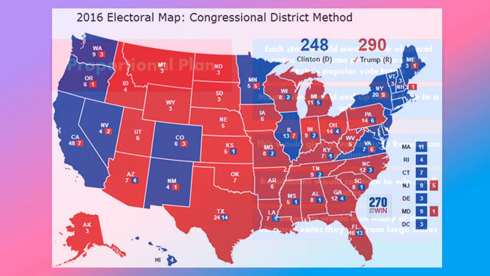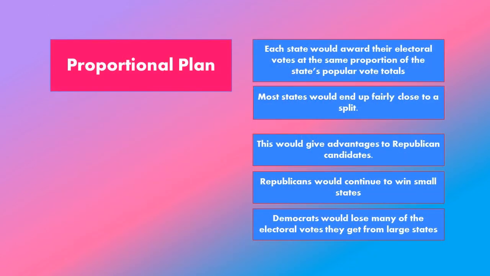Another plan that people suggest is what's called the proportional plan, where each state would give its electoral votes at the same proportion of their state election results. So if, for example, Donald Trump won 60% of the votes and Hillary Clinton won 40% of the votes, then Donald Trump should get 60% of the electoral votes and Hillary Clinton should get 40% of the electoral votes.